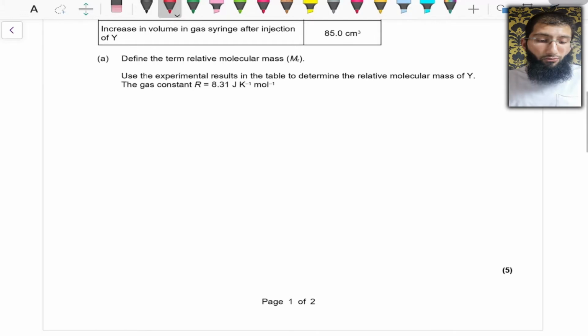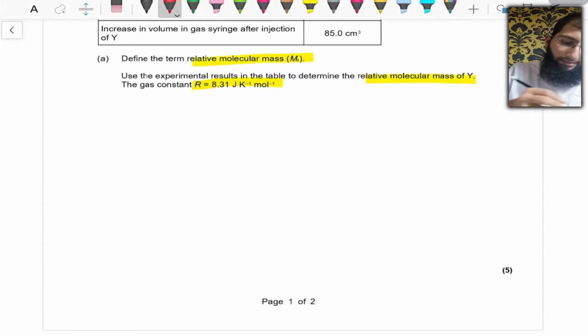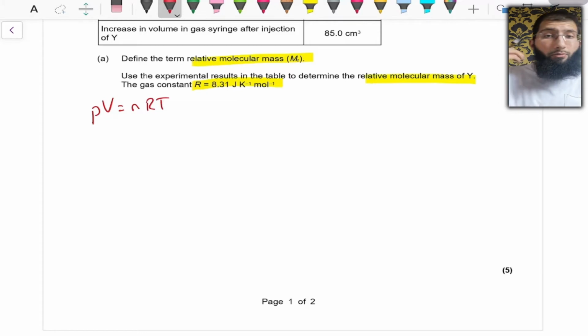We're asked to define the relative molecular mass, and we're asked to use the experimental results in the table to determine the relative molecular mass of Y, and to use the gas constant 8.31 joules per Kelvin per mole. So again, the question tells us that R is 8.31, suggesting to us that we're going to have to use the ideal gas equation. So what is the ideal gas equation? PV equals nRT. When it comes to equations, always show the equation.